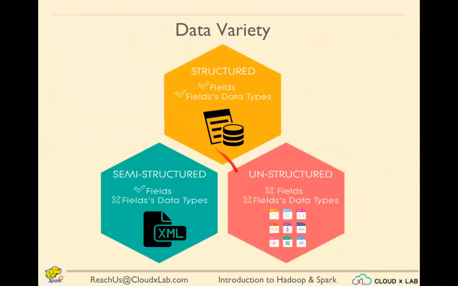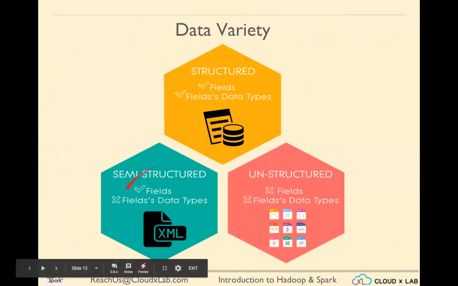Now, on the other extreme, we have unstructured data: data in the form of a plain text file, or binary files such as videos or music, that doesn't have a tabular structure. We do not know the fields, and we do not know their data types. If you have a plain text file containing stories, that is unstructured data. It doesn't have a tabular structure. We neither know the fields, and hence we also do not know their data types.